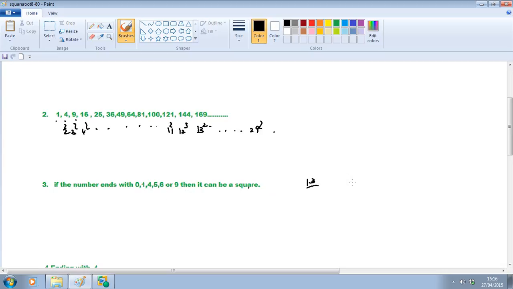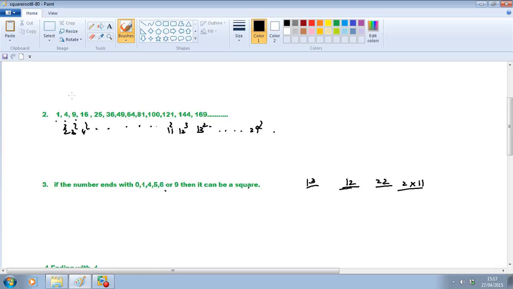It cannot end with 2. Why does it not end with 2? 12 is not a square, you see. Or 22. Why? 22 means 2 into 11, which is not a square. You just check. It cannot end with 7 or 8.